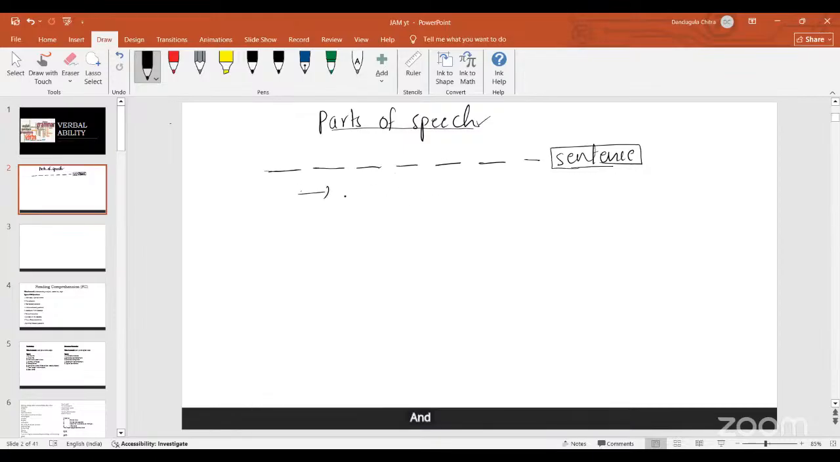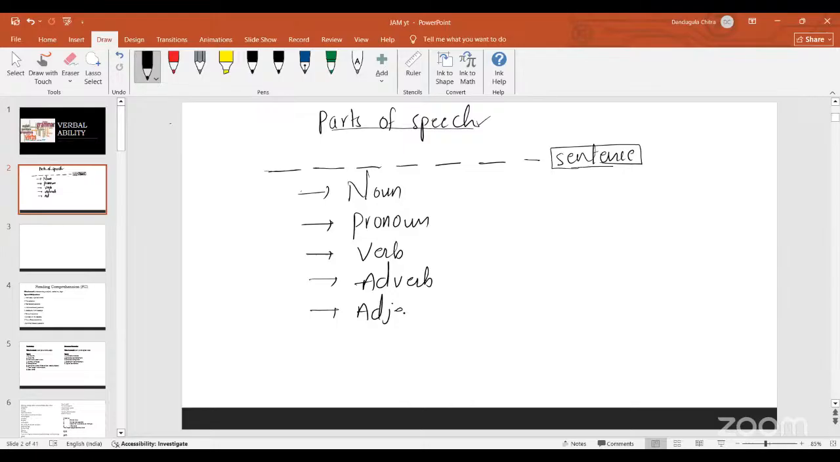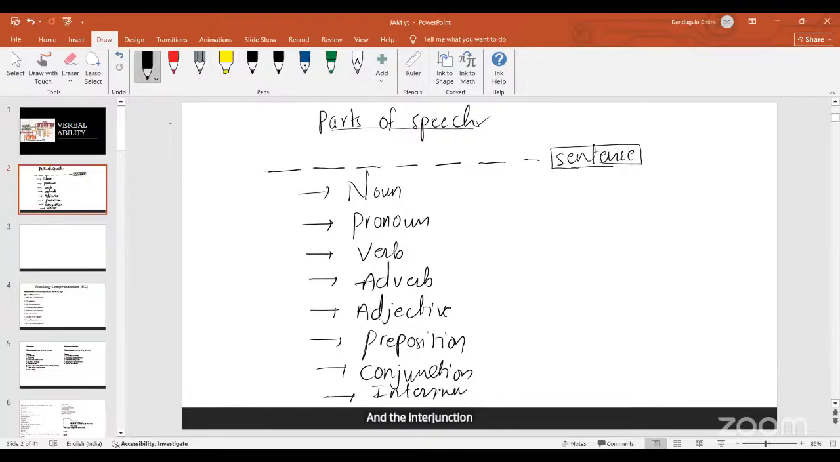And in parts of speech, we have a total of 8 things, which are noun, pronoun, verb, adverb, adjective, preposition, conjunction, and interjection. So these are the 8 parts of speech that we have in English.